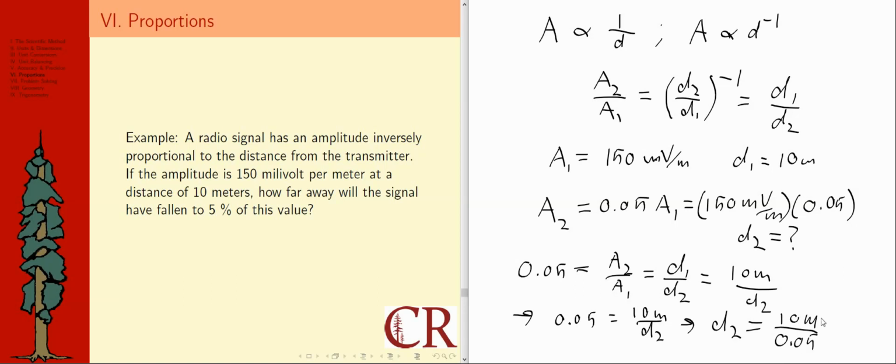But there it is. I get 10 meters divided by 0.05, which I can put into my calculator, and I think that gives me a nice exact answer, because this is like 1/20th. So it's like times 20, that means 20 times 10 is 200 meters is the answer that I get. I almost ran out of space on this example, but there it is. That's the answer.